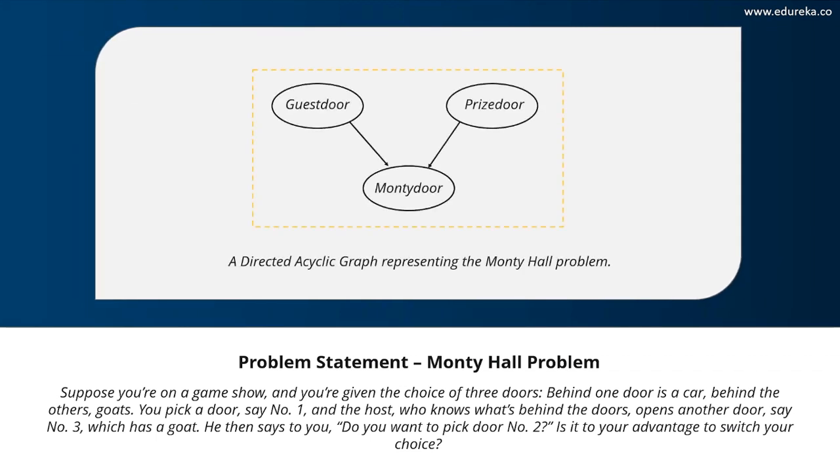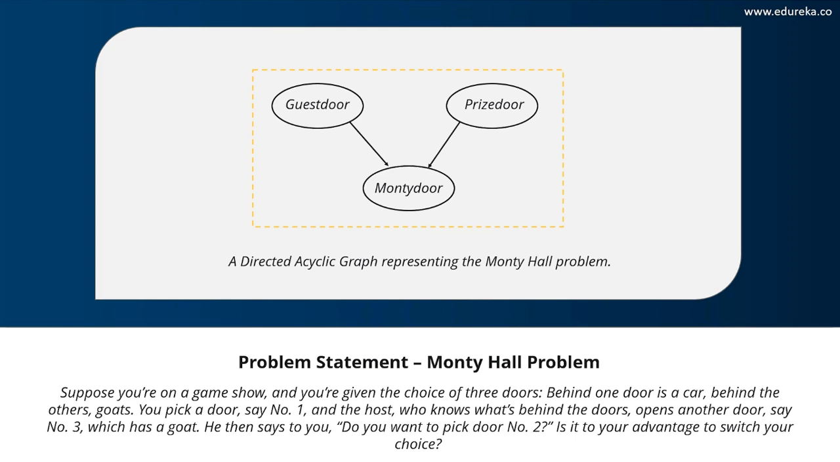So like always, the first step is to build a directed acyclic graph. The graph has three nodes, like you can see. Right, the door selected by the guest is represented by this node called guest door. The door containing the prize is represented by prize door, and the door Monty chooses to open is represented by Monty door. So now let's understand the dependencies here. Right, the door selected by the guest and the door containing the car are completely random processes. Think about it. A guest can pick any random door, and the door that contains the prize is a random door, right? That's what we're assuming.